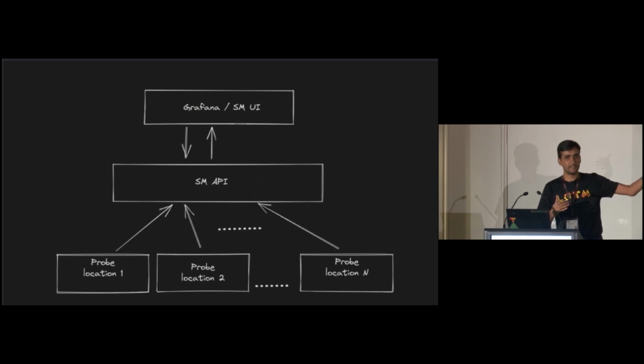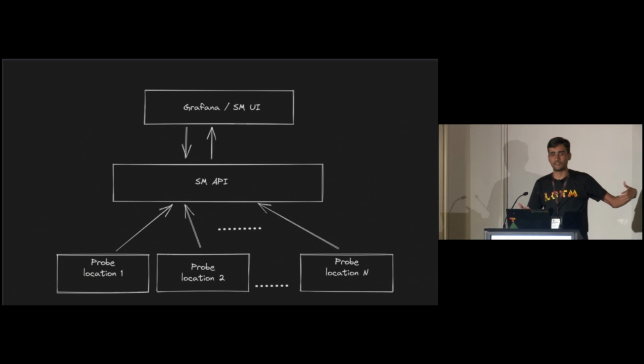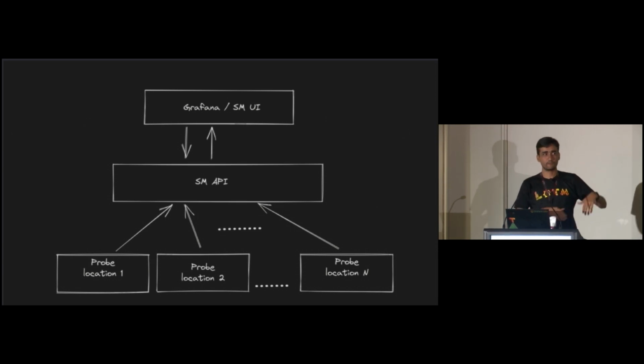So even if the API is down, the workers will keep doing work. They just won't get updates. And once they're able to connect back to the API, they'll try to pull new changes, whatever checks were added or removed.